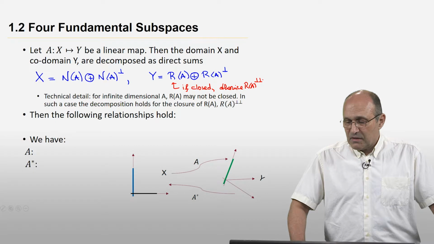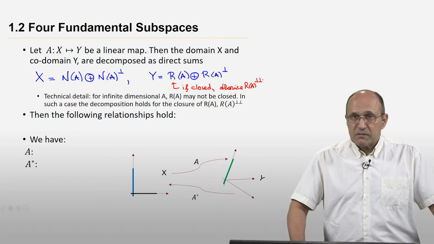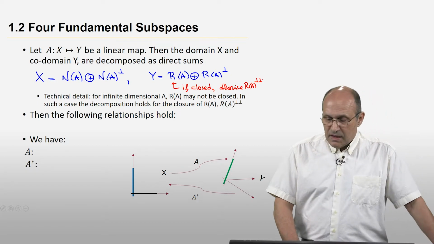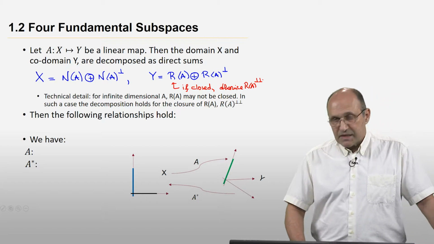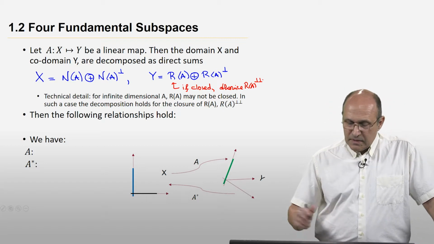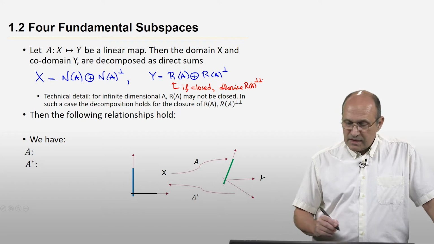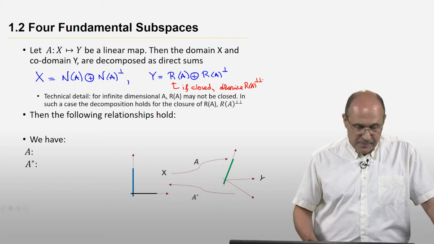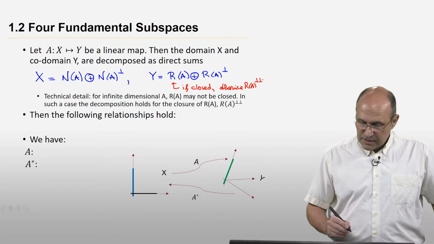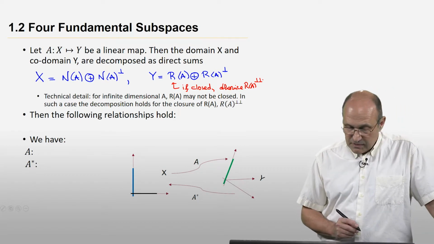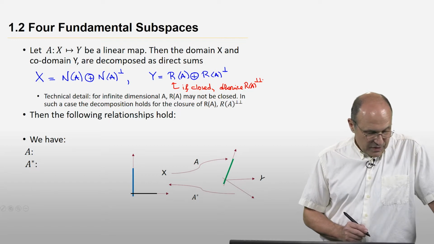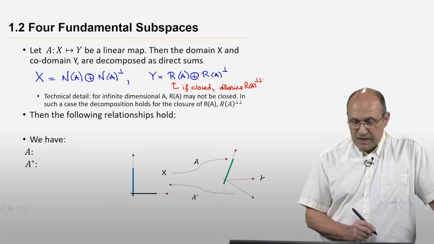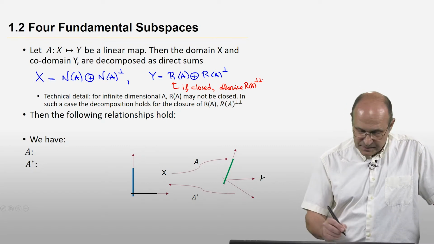In general, this will be the orthogonal complement of the orthogonal complement of the range of A, which is the smallest subspace that contains range of A. But other than this technical detail, the general decomposition is quite intuitive. Now, in terms of our newly found knowledge of adjoint transformation, the following relationships hold in terms of these four fundamental subspaces.